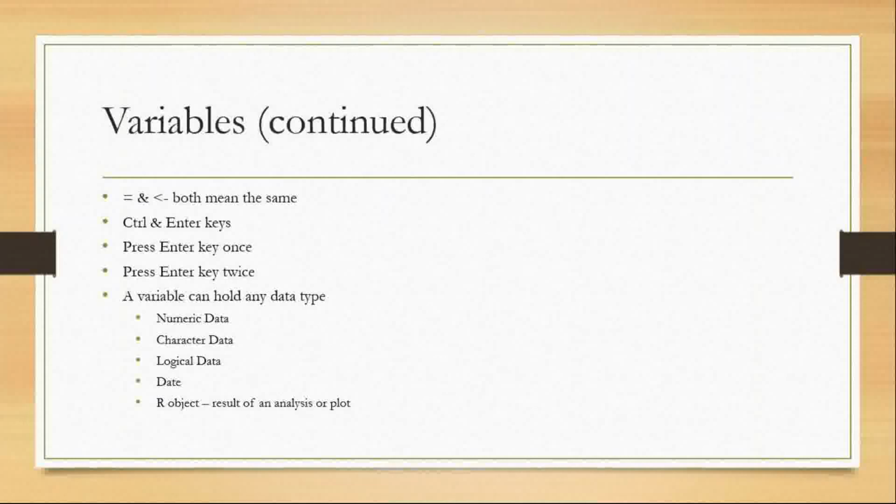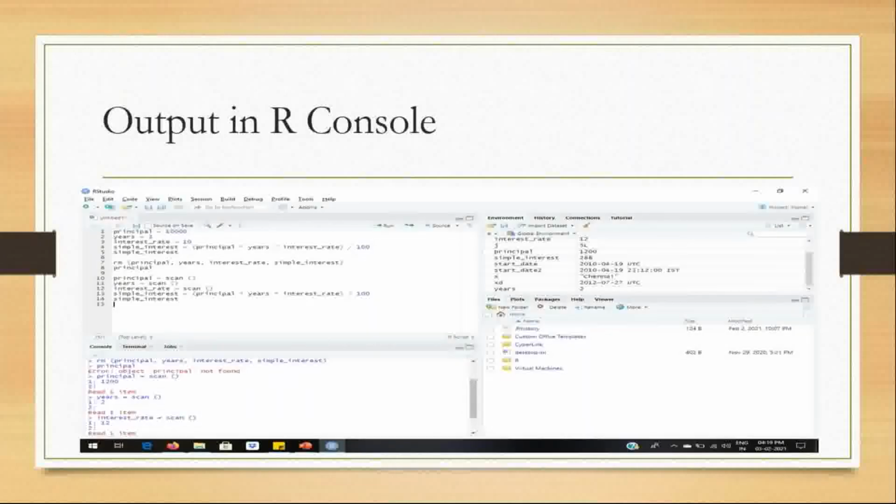A variable can hold any data type. We have seen numeric data, character data, logical data, and date. One more thing is an object, that is the result or output of a function. Say a function which returns an analysis or plots a graph as output. Even that can be stored in a variable. We will try executing these examples in RStudio.